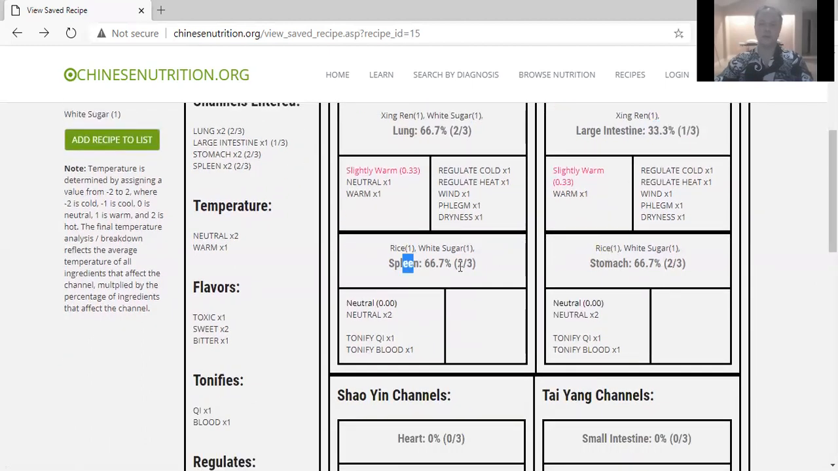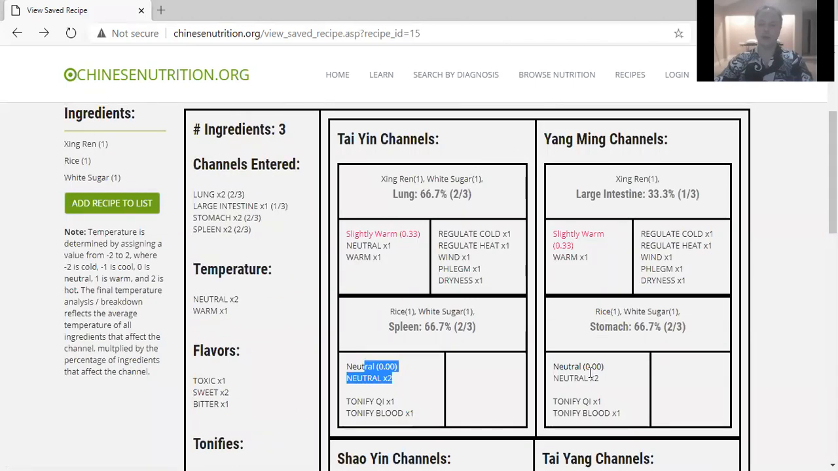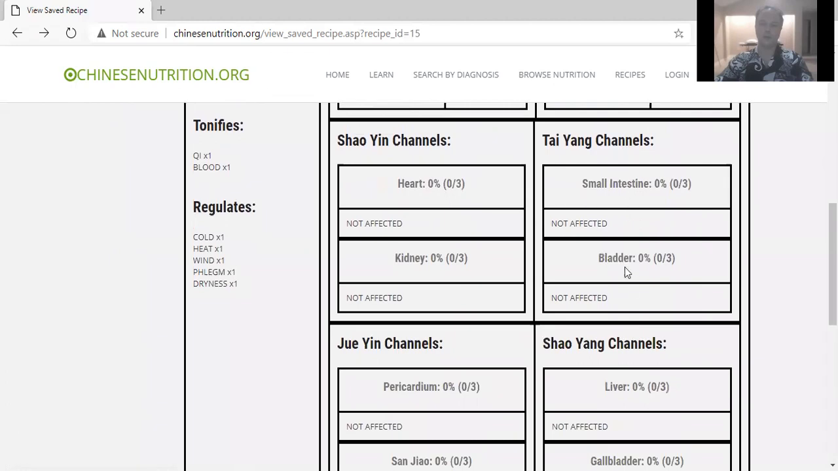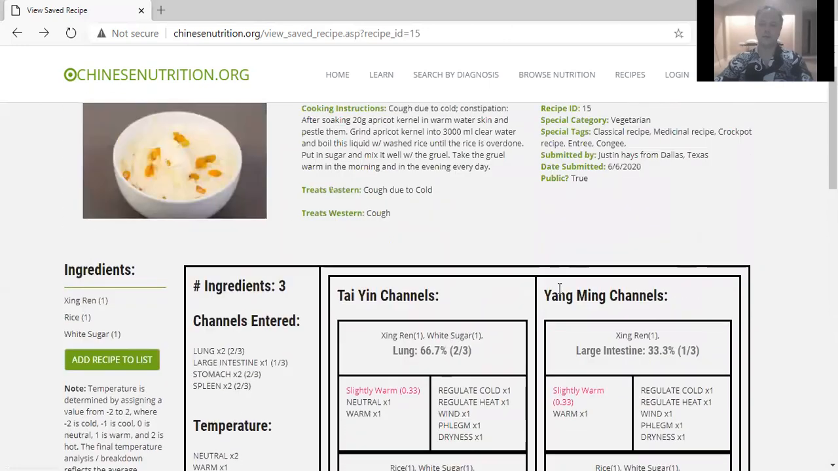Again, with the spleen, 2 out of 3 are going to the spleen and they're tonifying the qi and blood of the spleen. The temperature for the spleen is neutral. And then stomach. So we have a neutral temperature for the stomach and we're tonifying qi and blood of the stomach, right? The heart, small intestine, bladder, kidney are not affected. Nothing else is affected by this formula. So you start to see where it all makes sense.